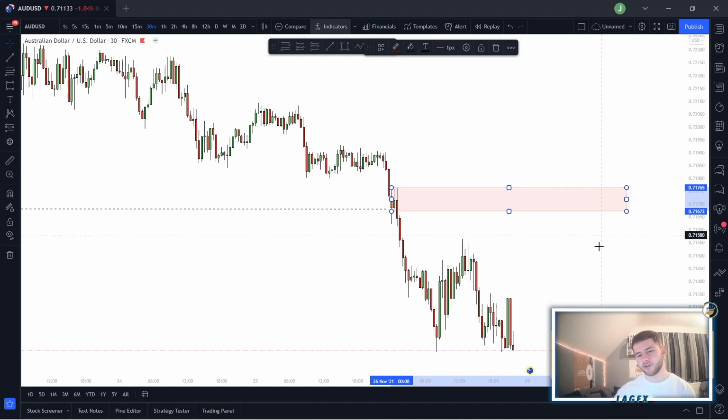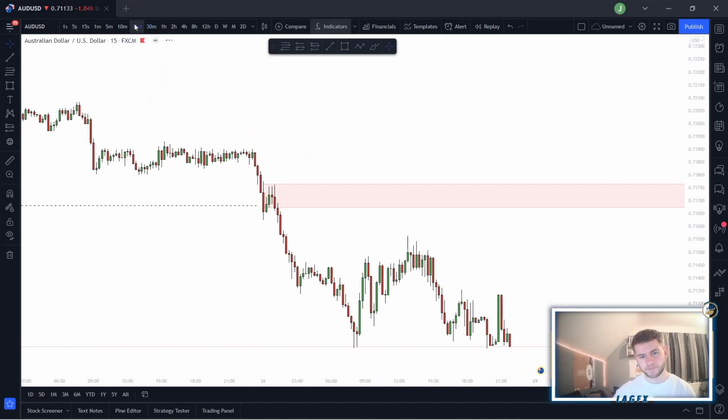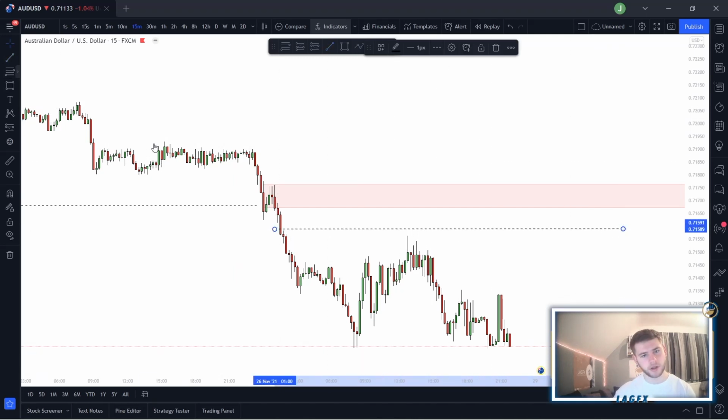I believe shorter term, I'd like to see price trade back up to find supply in this area just to mitigate this region because we do have some imbalance below. So that is another confirmation tool we can use in confluence with the supply zone. So if we drop to the 15-minute quickly, you'll see that within here we do have some market inefficiency, from the top wick of the last bearish candle to the bottom wick of the first. So right there we have some market inefficiency.